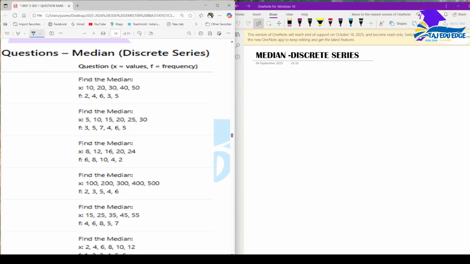Let me explain how to calculate median for a discrete series. As you already know, when we are calculating a discrete series, they give x, that is the observation, and also the frequency, right? If you observe question number 1 in your question bank, which I have provided in the classroom, I have also provided the link to download the question bank in the description.